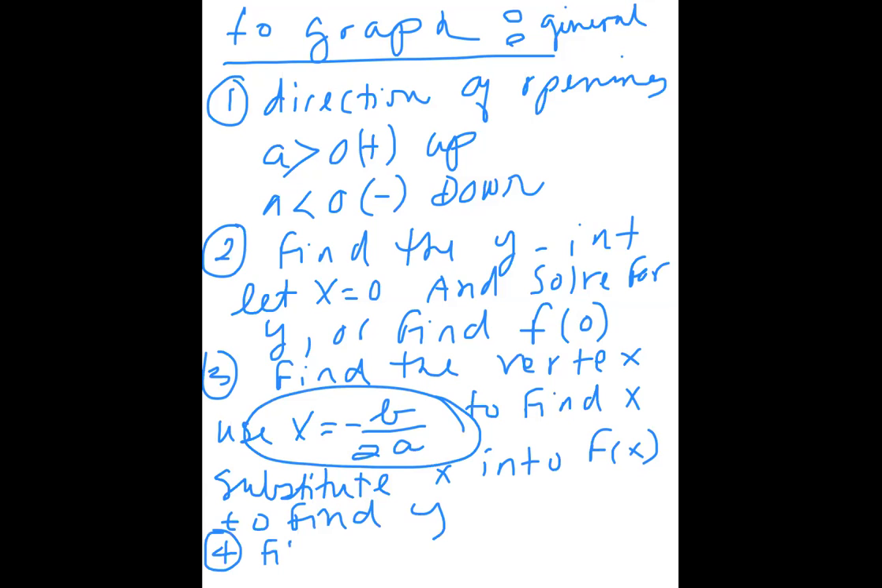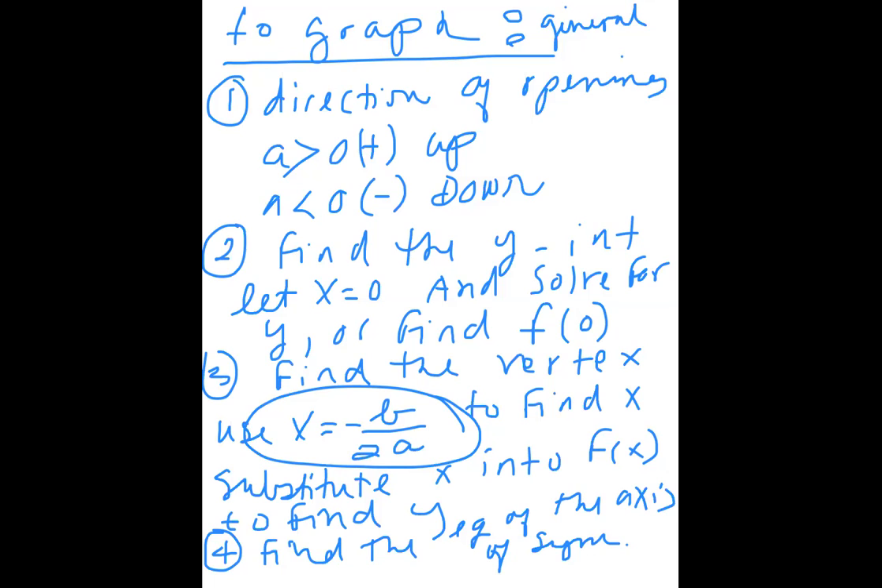So now, once you have the vertex coordinate, the next step is to go ahead and find the equation of the axis of symmetry. And then you're going to use it to find an additional point. So now, guys, once we have all these components right here, we're basically ready to graph.